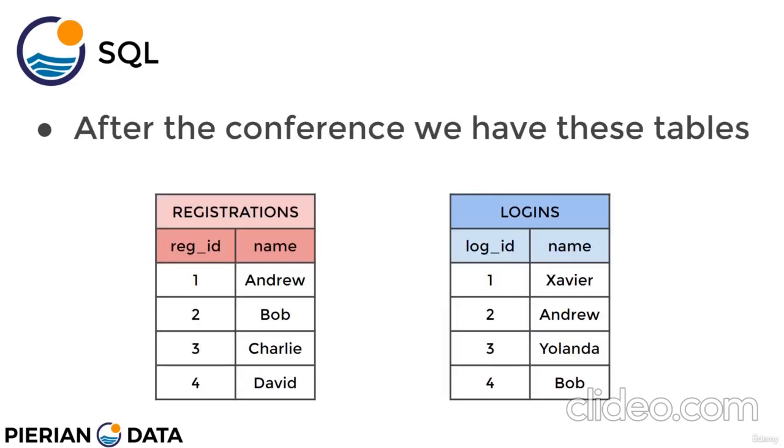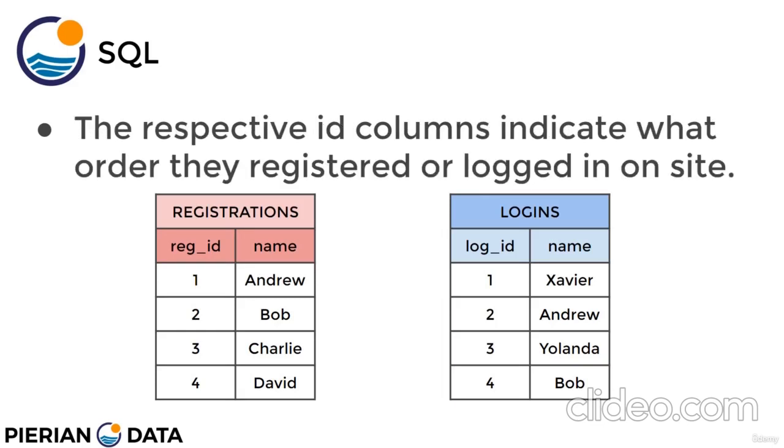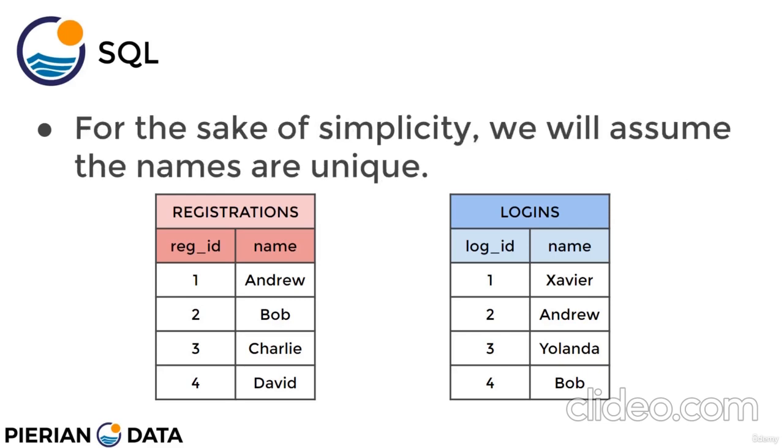So after the conference, we end up having these tables. So we have a registrations table as well as a logins table. The respective ID columns indicate what order they registered or logged in on site. So we can see in the registrations column we have Andrew who registered first, then Bob, then Charlie, then David. And then we have logins with Xavier, Andrew, Yolanda, and Bob.